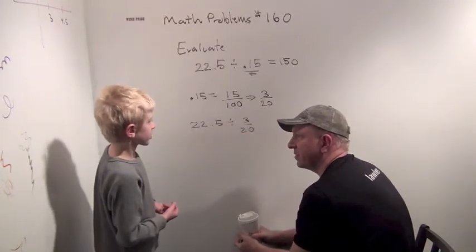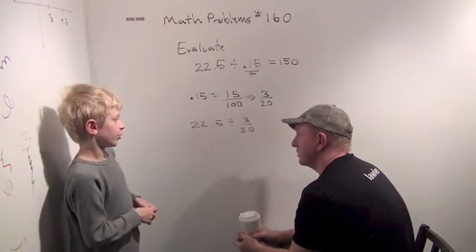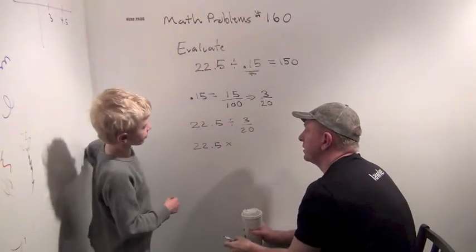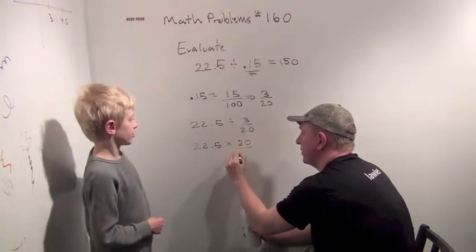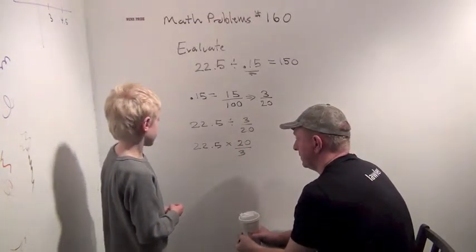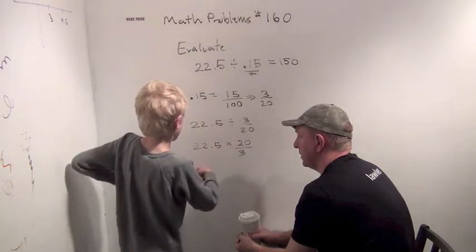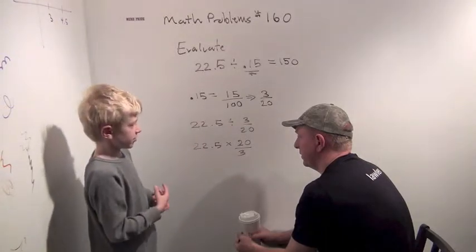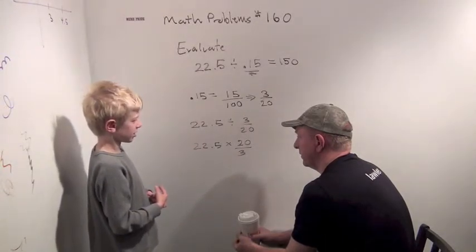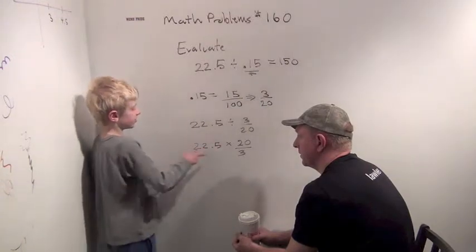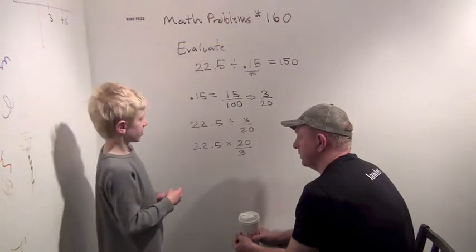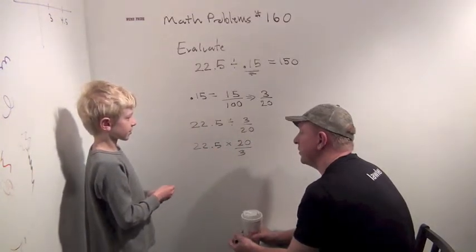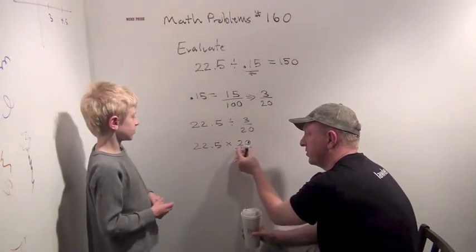Do you remember why you flip fractions upside down? Because you're multiplying by the reciprocal. Very good. So this is 22.5 multiplied by 20/3. So now, on the top, you get 20 times 20. Well, you could do 2 times 2 and then add 2 zeros onto it. Tell you what, why don't we multiply by 10 first? Because 20 is just 10 times 2.